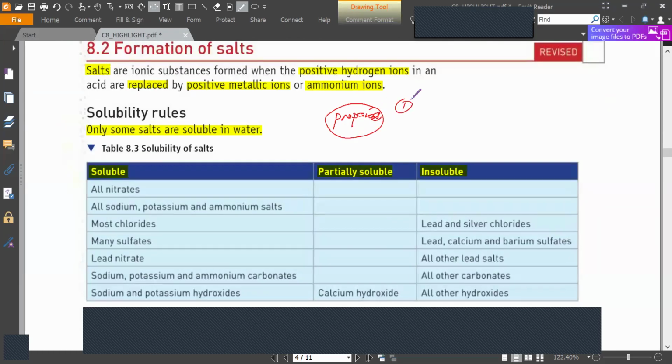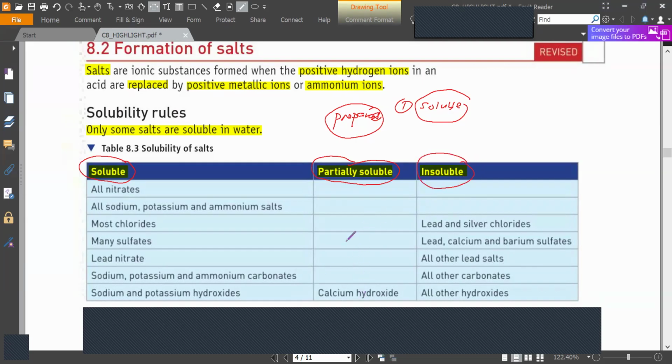How to prepare salts. Step one is to know whether the salt is soluble or not. If the salt is soluble or non-soluble, we will choose a different method. So step one is to know whether the salt that we want to prepare is soluble or not. Basically we need to memorize this table: which salts are soluble, which ones are partially soluble, which ones are insoluble.